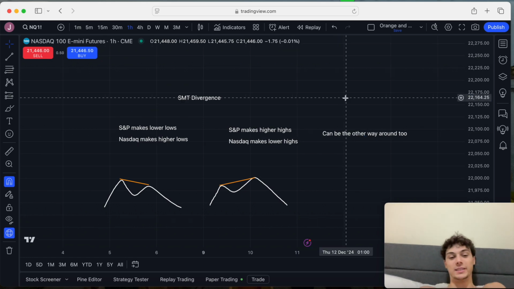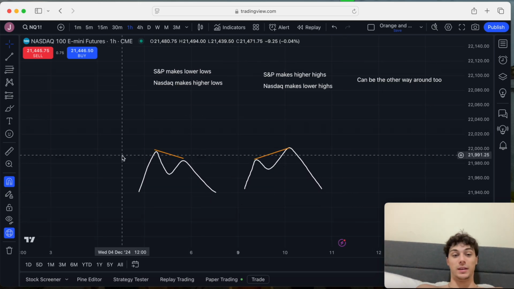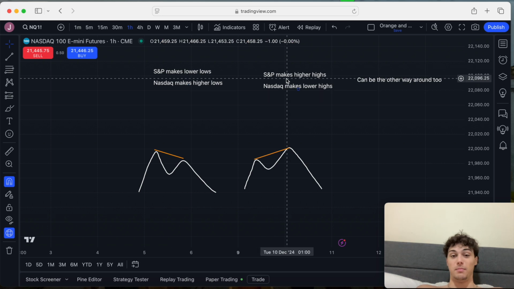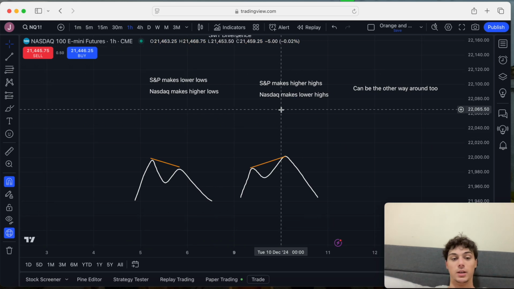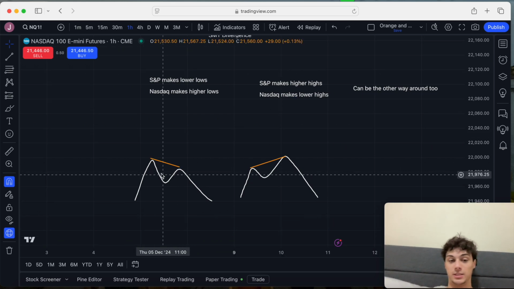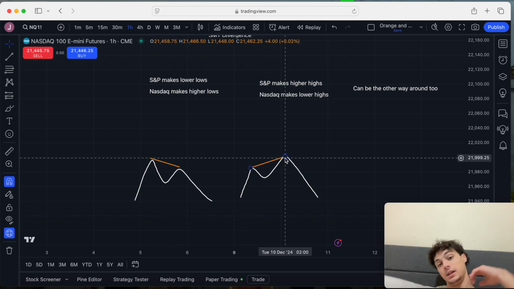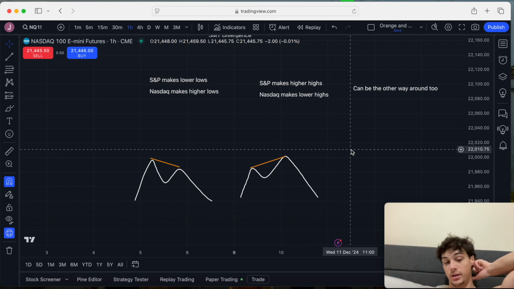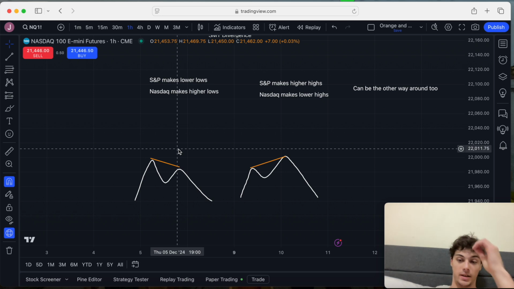Okay, so in order for SMT to happen, S&P makes higher lows or higher highs, and then Nasdaq makes lower highs. So for instance, say this is Nasdaq, lower highs. Say this is S&P, higher highs. S&P has to go down, and Nasdaq is already down, so S&P is going to be the better trade.